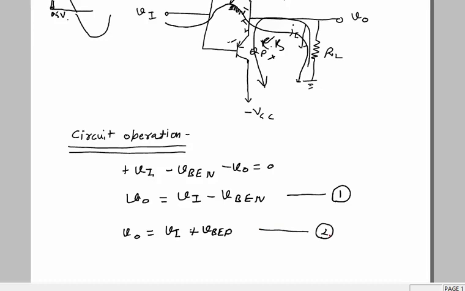The condition of equation number 1 is when Vi is positive. This condition is when Vi is negative. So in both the conditions V0 ideally will follow Vi, but practically some drop across the base emitter of the transistor has to be there.